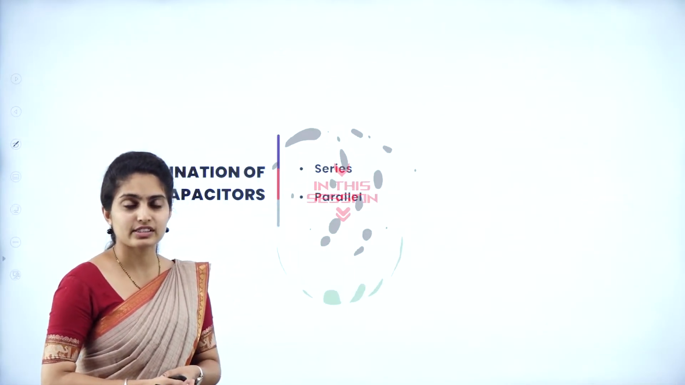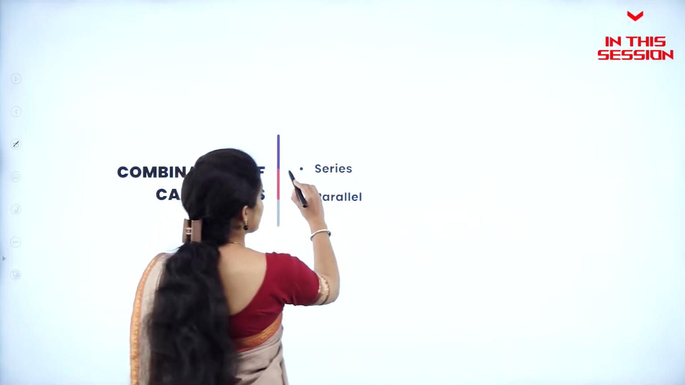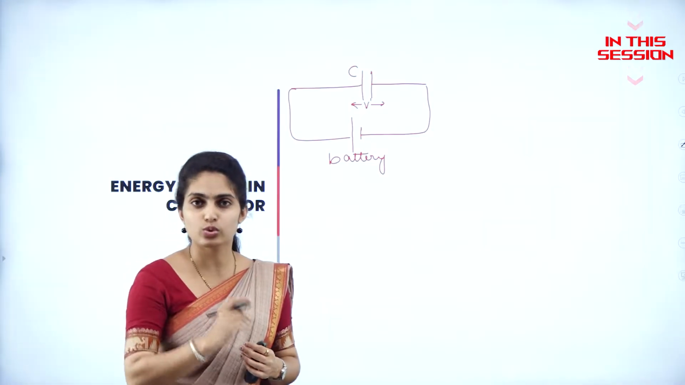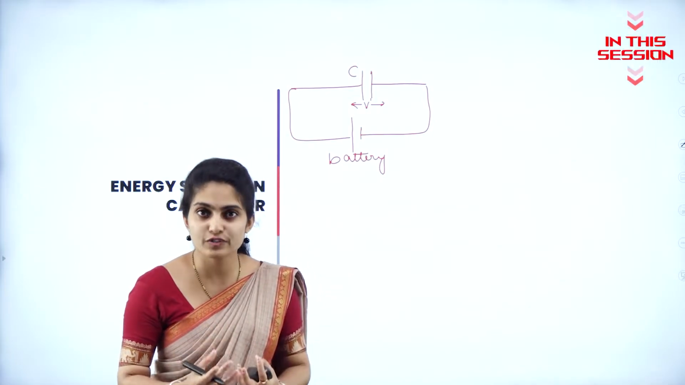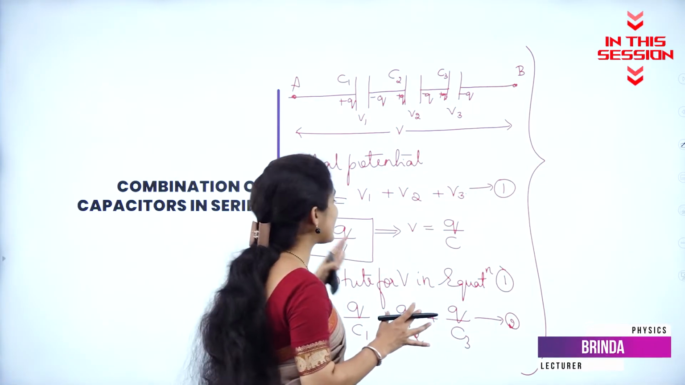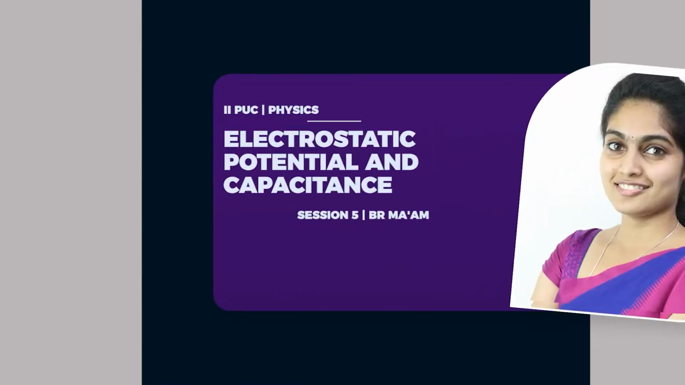Combination of capacitors, we have two types, that is the capacitors in series and capacitors in parallel. Once the source is on or the battery is on, there is flow of charges. Let the system of capacitors be replaced by a single equivalent capacitance.